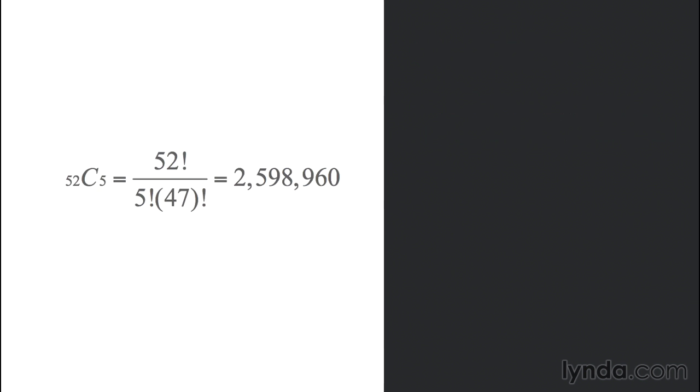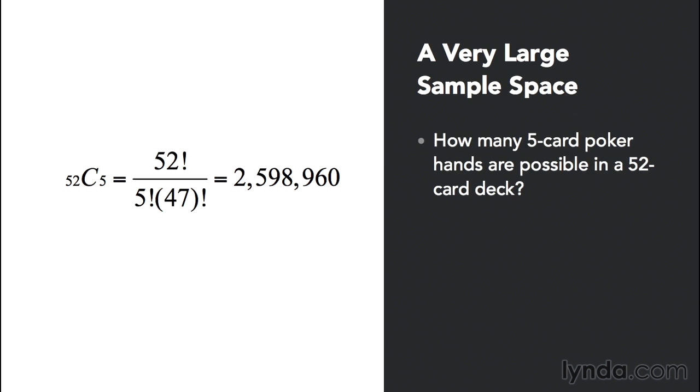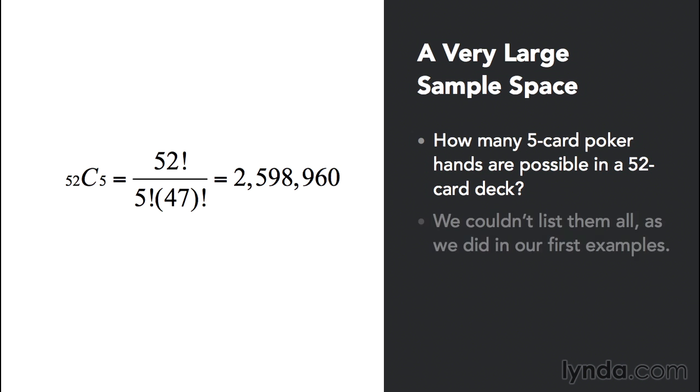Now here's an example for a very large sample space. I hinted at it before. How many 5-card poker hands are possible in a 52-card deck? That would be 52C5. How many combinations of 52 things taken 5 at a time? So that's 52 factorial divided by 5 factorial times 47 factorial, which is equal to 2,598,960. We couldn't list them all, as we did in our first examples.